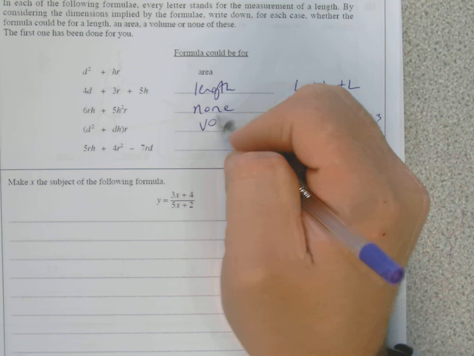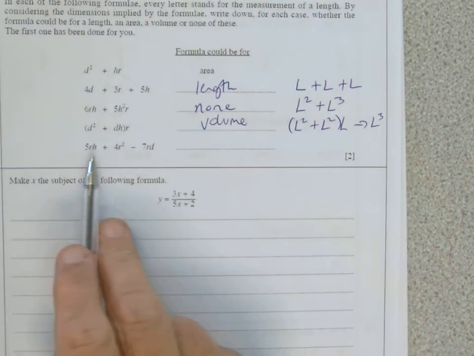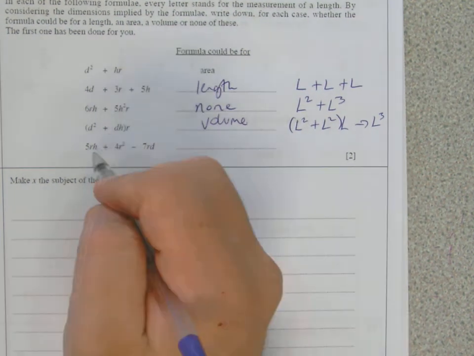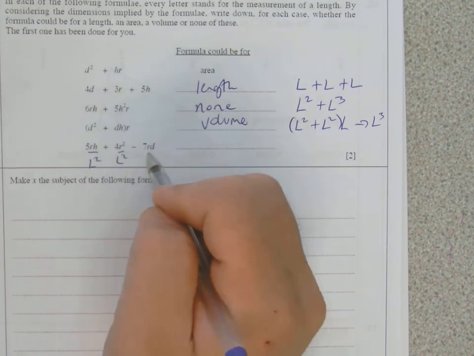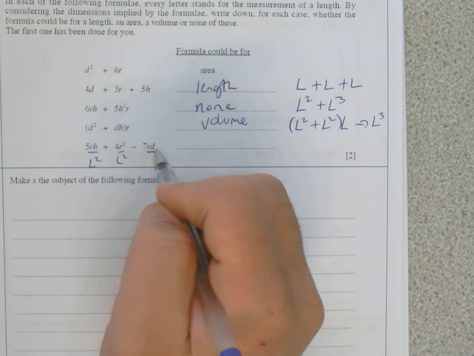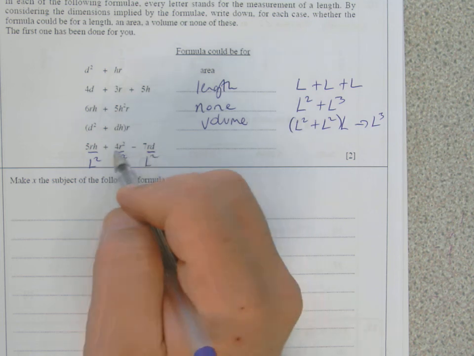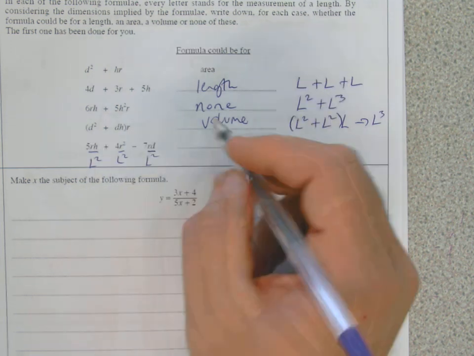So we've got volume. And here then, what have we got here? Well, that's a length squared, isn't it? Okay, that's an area. We've got another area, okay, and we've got another area there, length times length. Okay, and the fact you're adding them and taking away, it doesn't matter, you've still got an area, right?